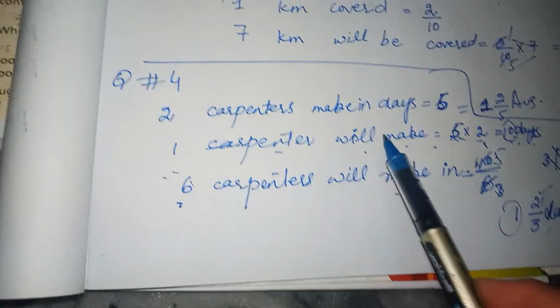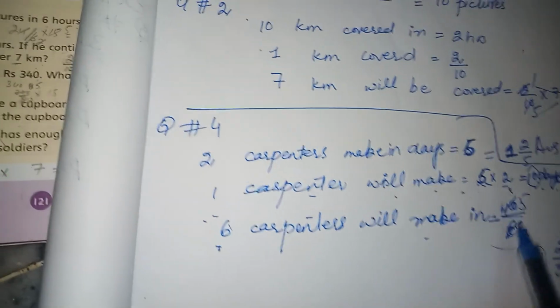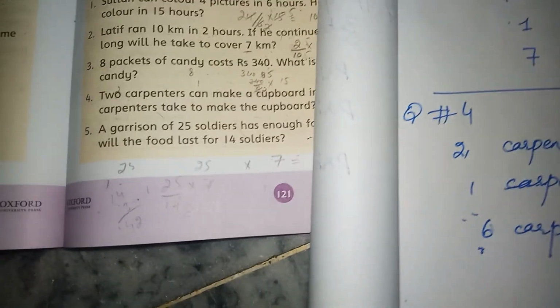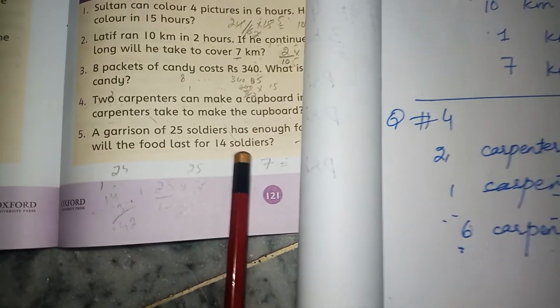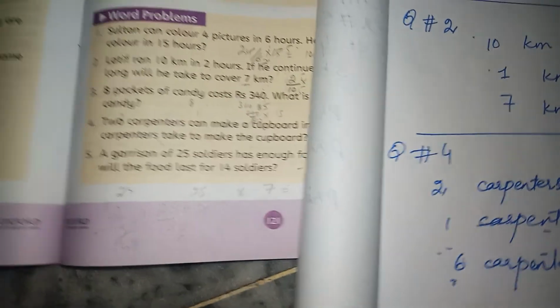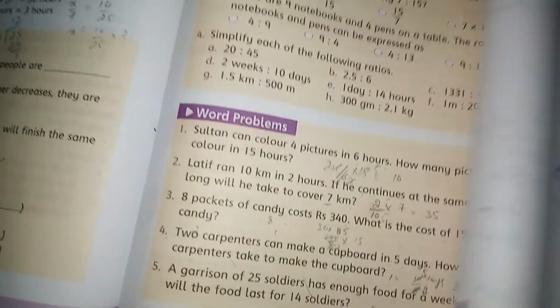You will do this question on the same pattern. You will first multiply these two numbers and then divide them by the number 14, that is the total number of soldiers which are left. So after doing this question, your chapter number 6 is covered.